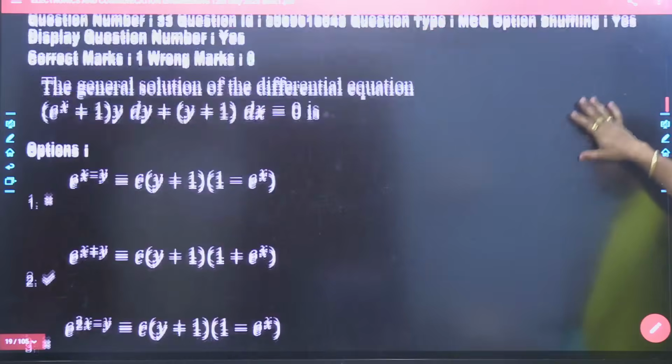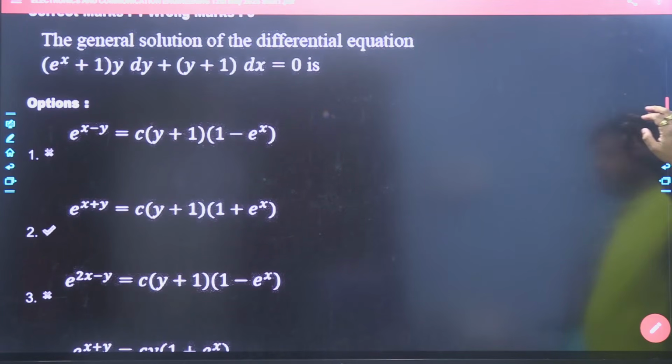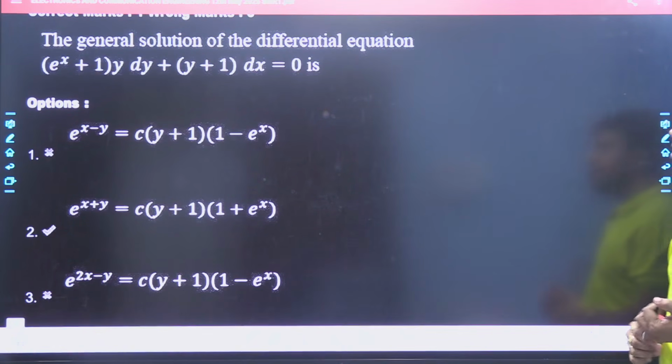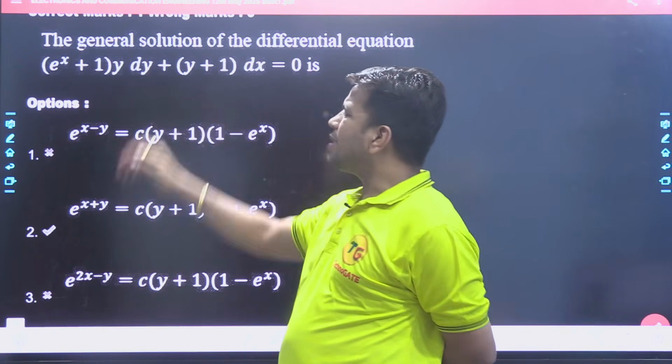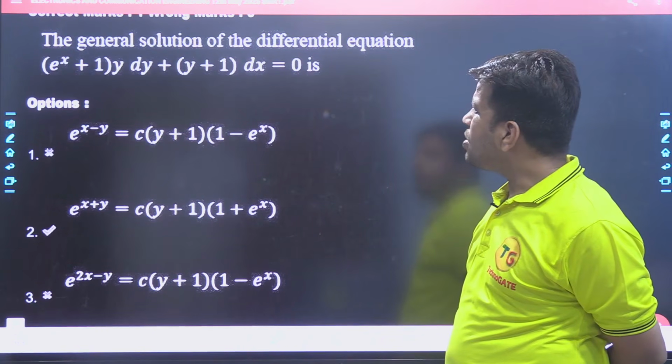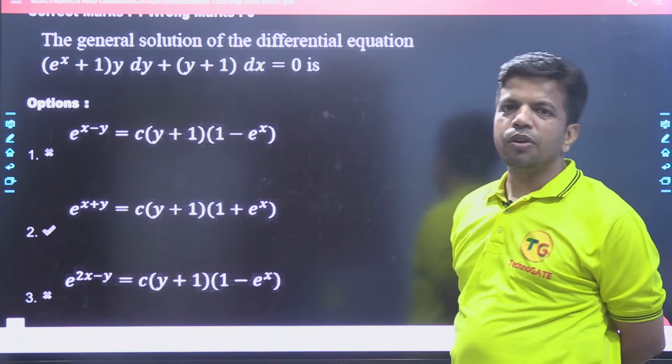Let's move to the next question, question number 33. In this equation, e to the power x plus y dy plus y plus 1 dx equals 0, we need to find the general solution.